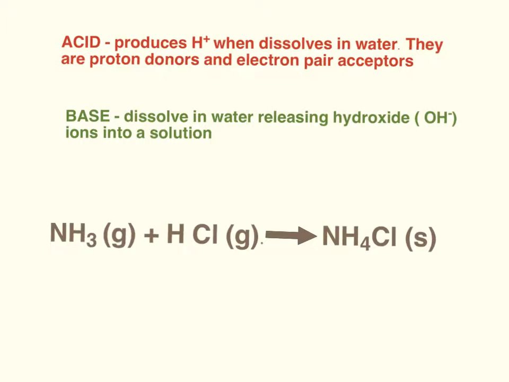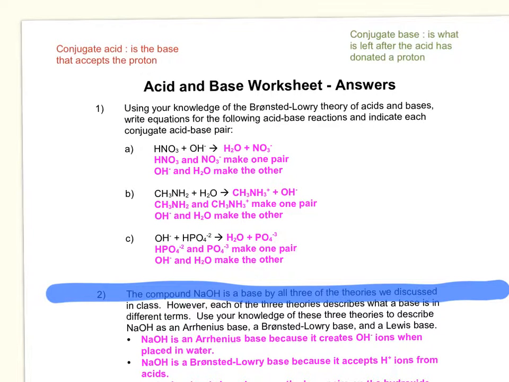Okay, so in this chemical reaction, you have ammonia, you have hydrogen chloride, and you have ammonium chloride as a solid that is produced from the reaction of ammonia with hydrogen chloride. In this case, ammonia is the base that receives the hydrogen ion from the acid, hydrogen chloride, producing the solid ammonium chloride.